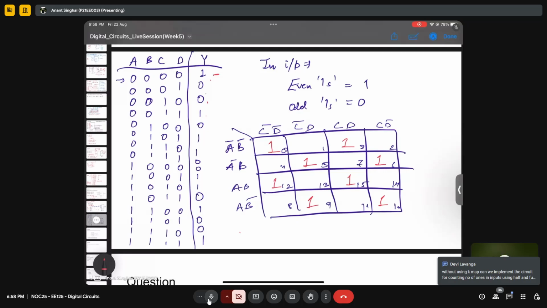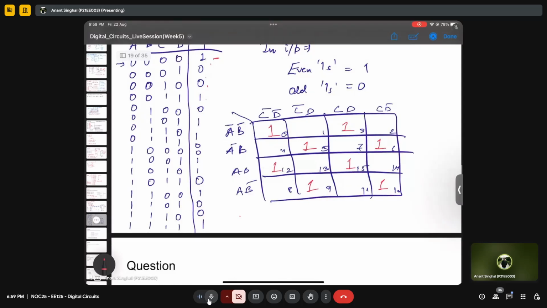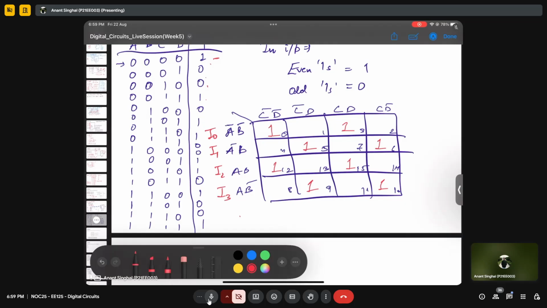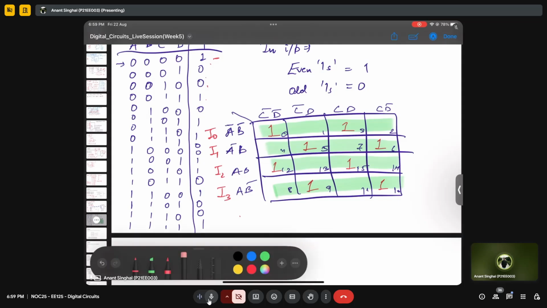So now what we need to do is, we already know that this I naught is A bar B bar times something, right? So this is I naught, this is I1, this is I2, this is I3. Basically this column is I naught, this column is I1, this column is I2, and this column is I3. So we just need to write the final expressions, that will be your answer.